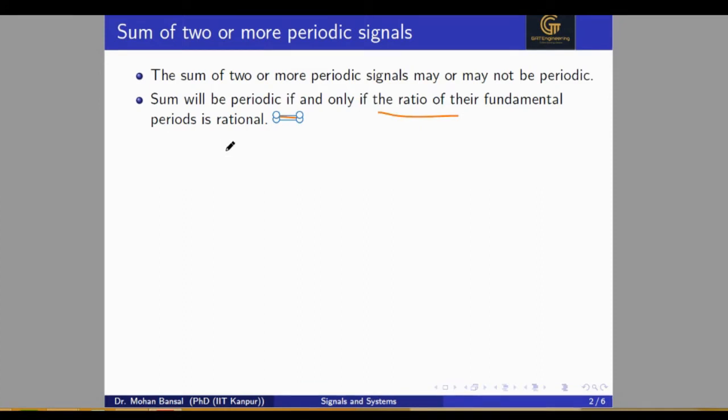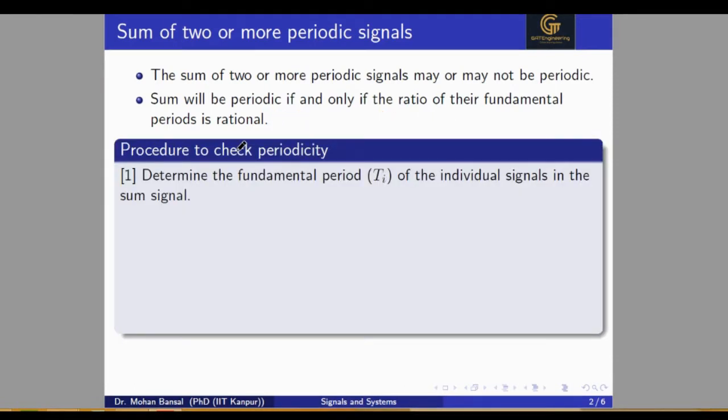That means if the fundamental period of signal x1(t) is T1 and the fundamental period of signal x2(t) is T2, and we are adding the signals x1 and x2, then we need to check the ratio of T1 and T2. That should be rational. That means it should be a ratio of integer numbers. So this is the procedure to check the periodicity.